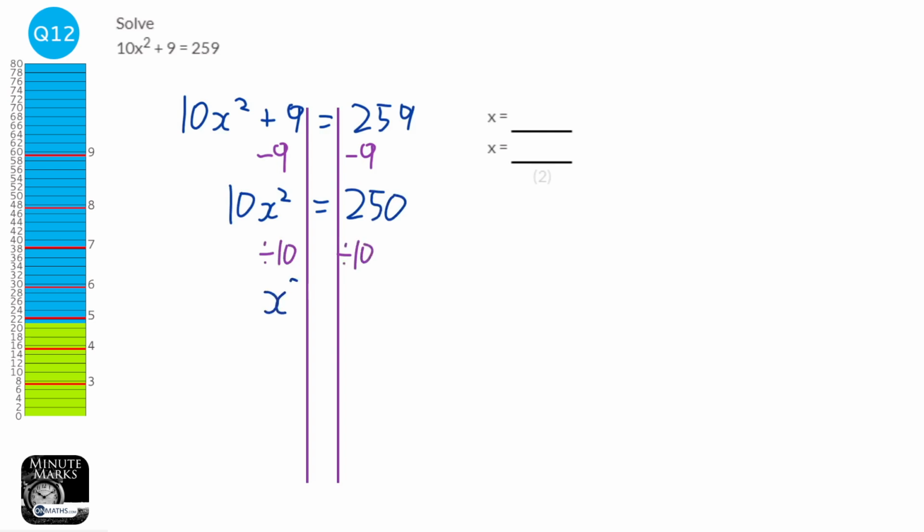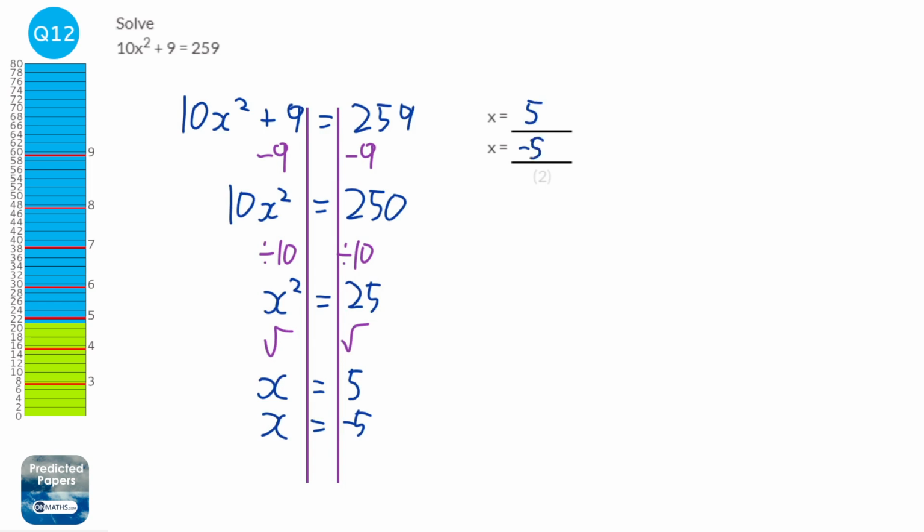So we've got x squared equals 25. And then we're going to square root both sides. Now, this does give us 5, but it also gives us negative 5, because minus 5 times minus 5 is also 25. So our two solutions are 5 and minus 5.